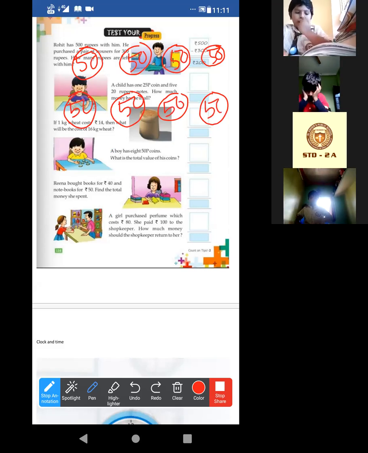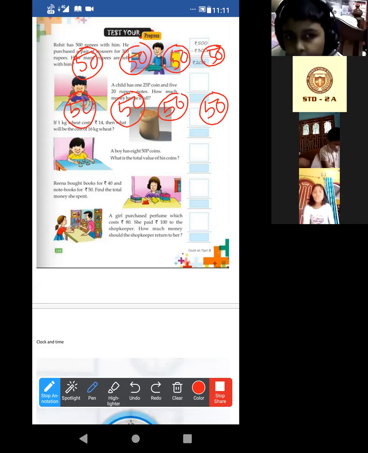Now, what is the question? What is the total value of his coins? Acha, in this answer, you will have to write the answer in paise as well as in rupees, okay?